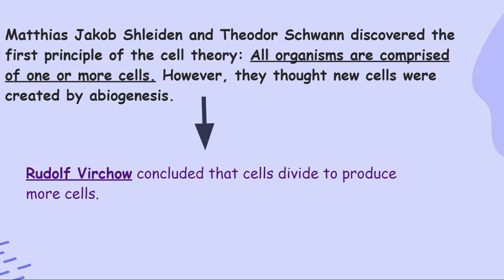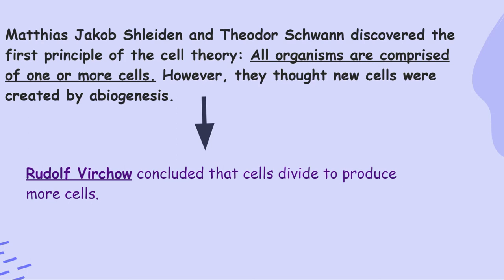Okay. But it wasn't until Matthias Jacob Schleiden and Theodor Schwann that they really had the first principle of cell theory knocked down. And what they said was all organisms are comprised of one or more cells. However, they thought, again, that new cells were created by abiogenesis. So although we have cell theory developing, this idea that there are tiny cells, they still thought, wow, cells just magically appear. It wasn't until Rudolf Virchow that we realized that cells don't just randomly appear, that they actually divide, asexual reproduction, to produce more cells.